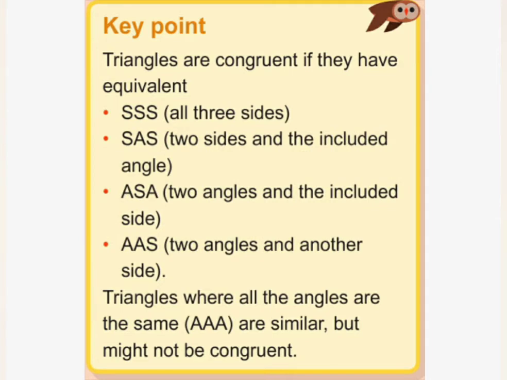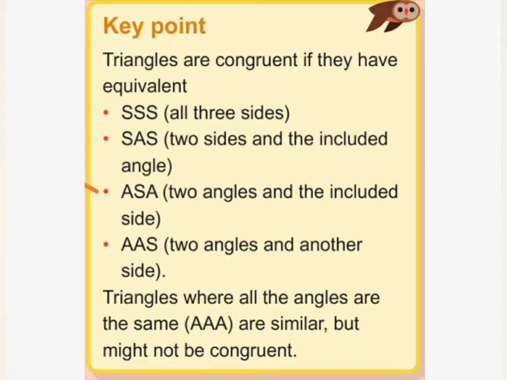The key point here talks about rules of congruence. Triangles are congruent if they have equivalent SSS, this is the first rule, in which all three sides are equivalent, identical. SSS means all sides, and then we have SAS, which means two sides and the included angle between them. They have to be identical or the same.